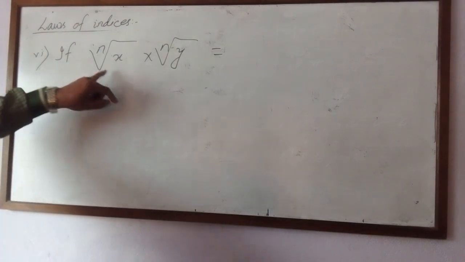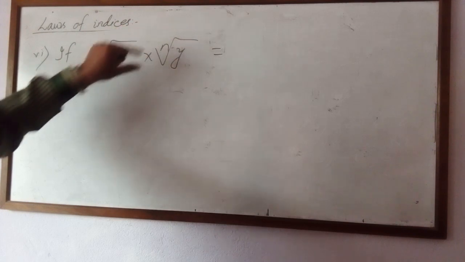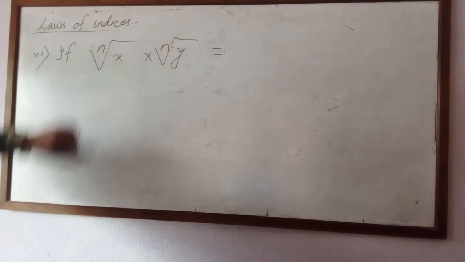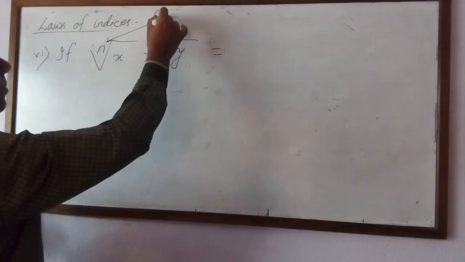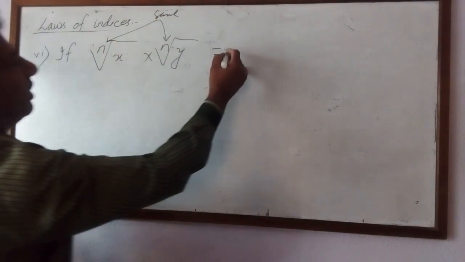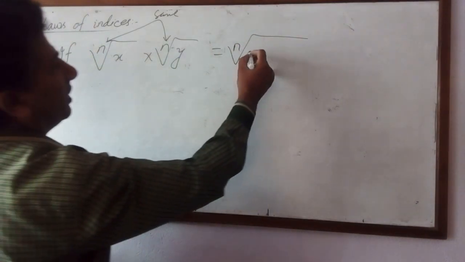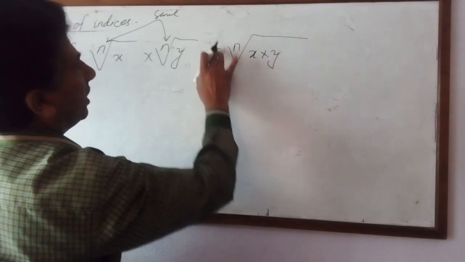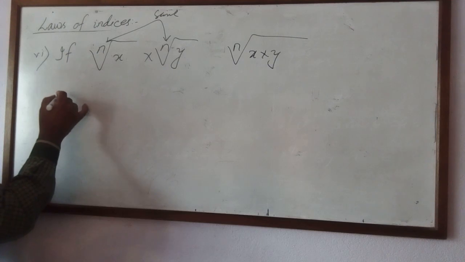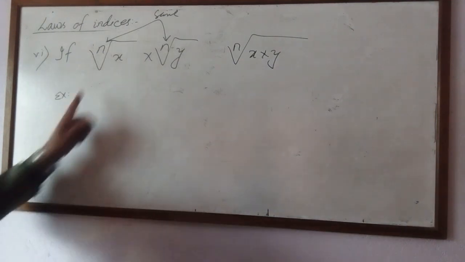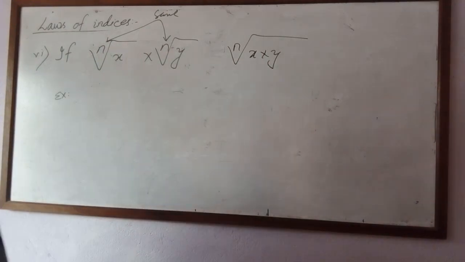Now this is also a surd, this also a surd. It has here also the same order n. Then we can multiply this n and n. Their order must be the same. Then we can multiply their radicands. We have to write the same n there, then x times y. This we can multiply. Example: if they are not the same, we cannot multiply their radicand. Keep it in mind.